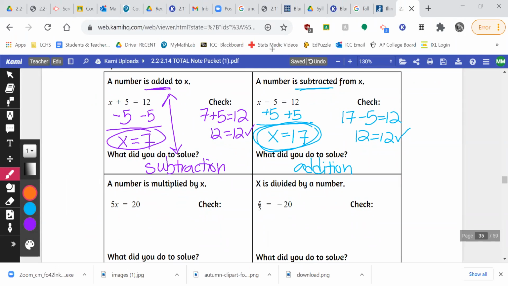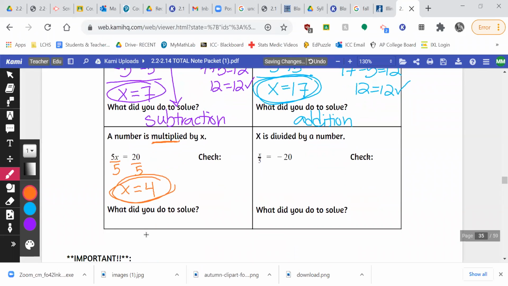For the next one, we see that a number is multiplying with x. So remember from one of the previous sections that we have 5 with x directly. That means that 5 is multiplying with the x. So to solve it, we're going to divide both sides by 5. And we get 4. So to solve this, we used division. And we can check it. 5 times 4 will give us 20.